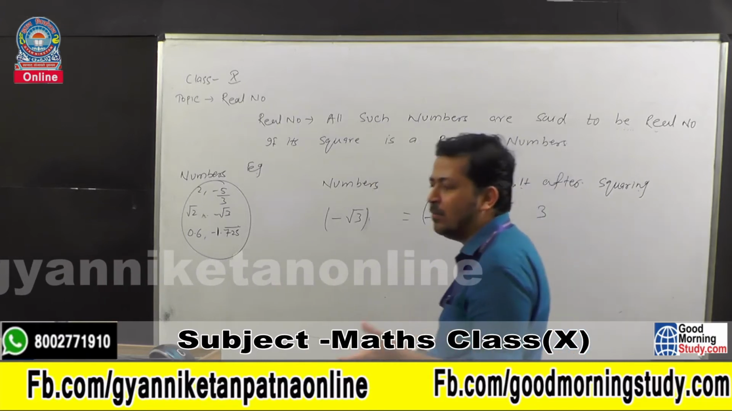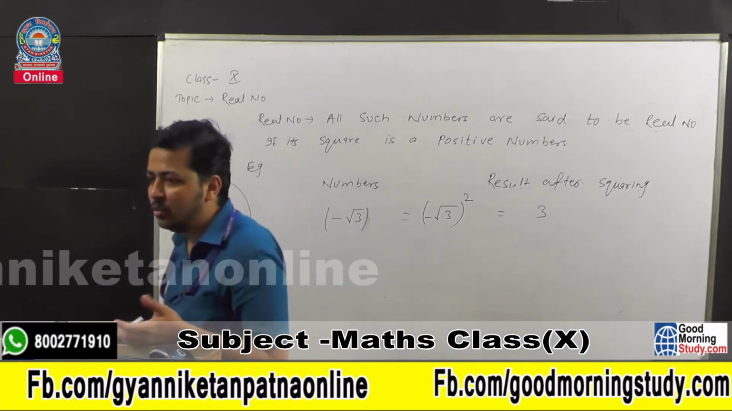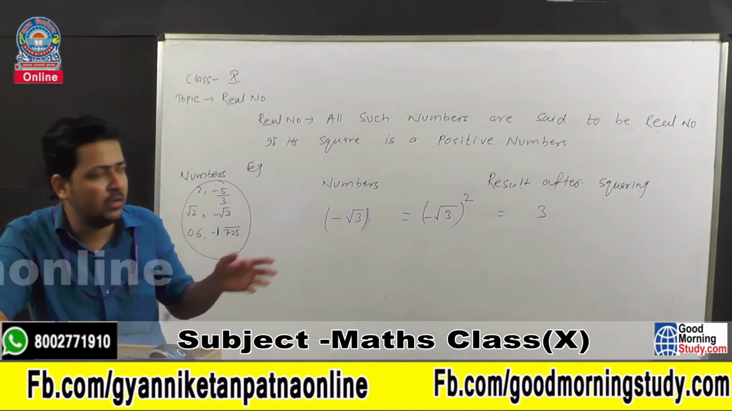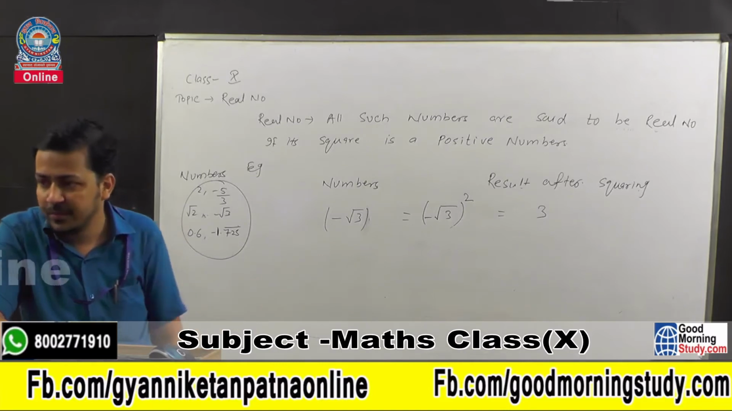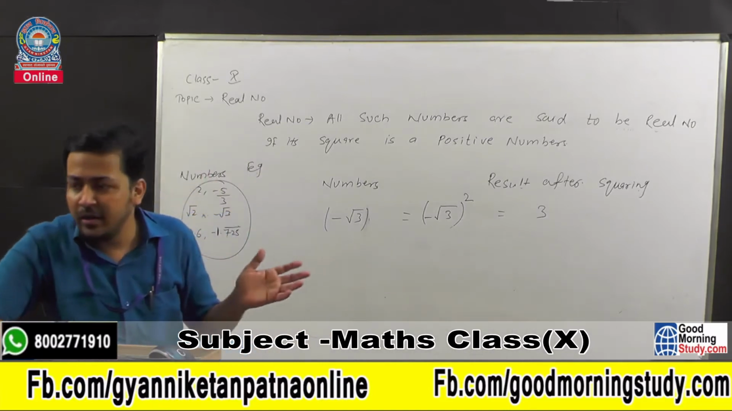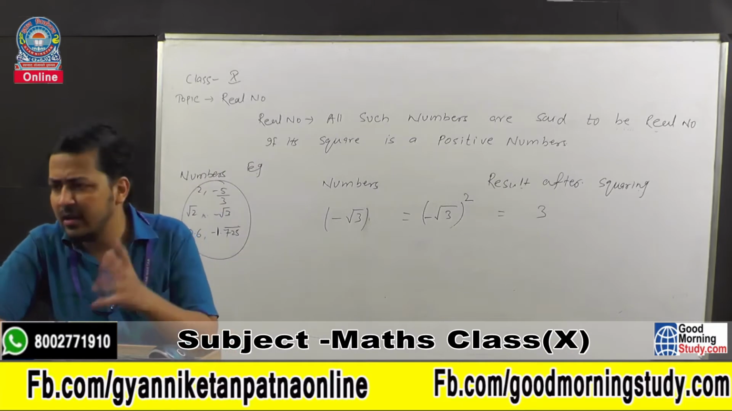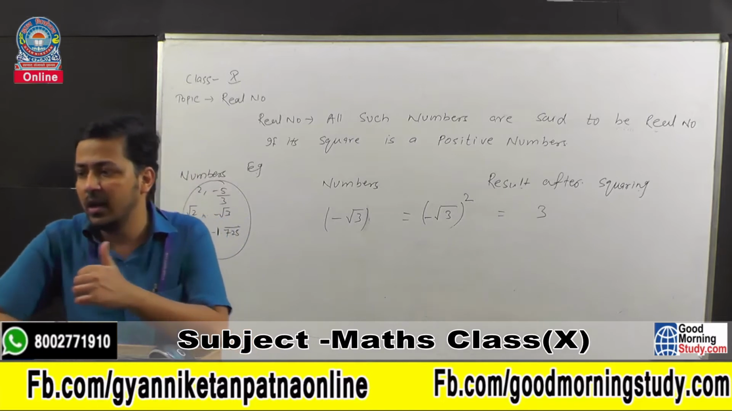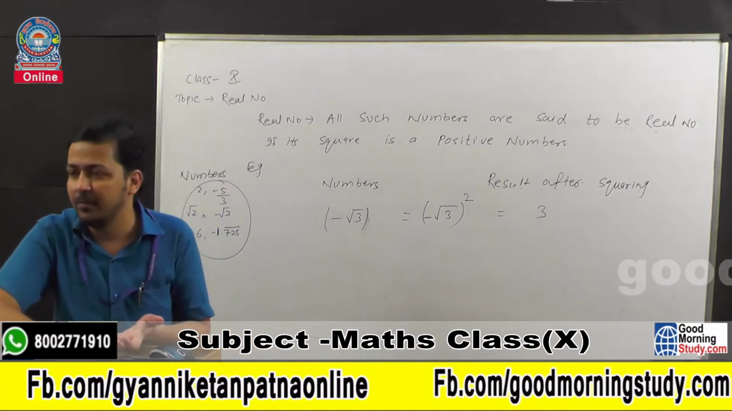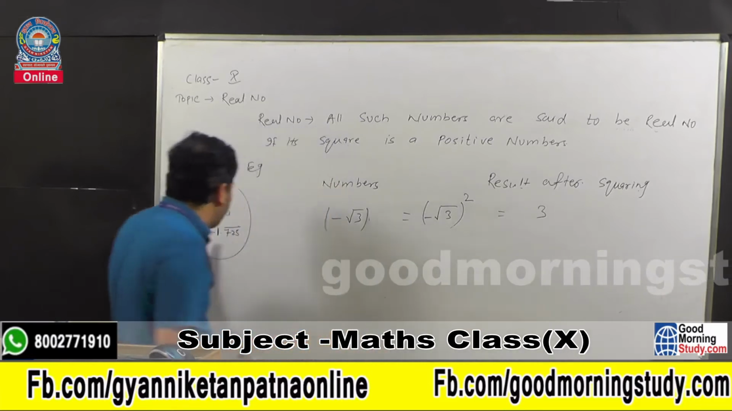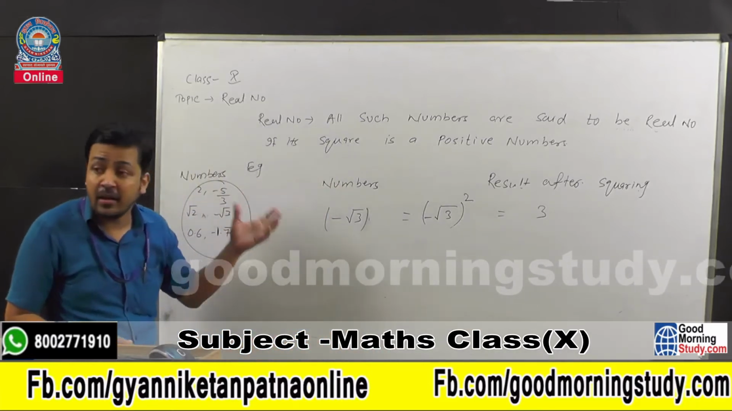Maybe in some cases you will be unable to say what the result will be, but I am sure that you can say that the result will be positive in all cases. Whether it is minus root 3, or minus 229 by root 3, it can be anything. You only have to judge one thing, whether it will be positive or negative. See this, it is positive. So we can say that minus root 3 is a real number.